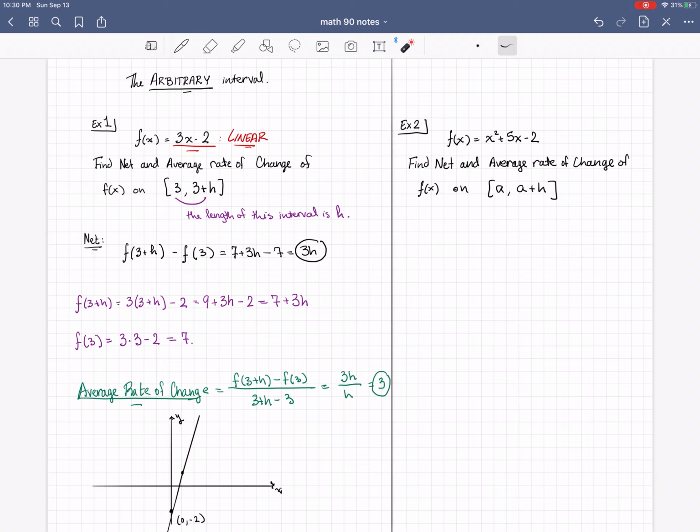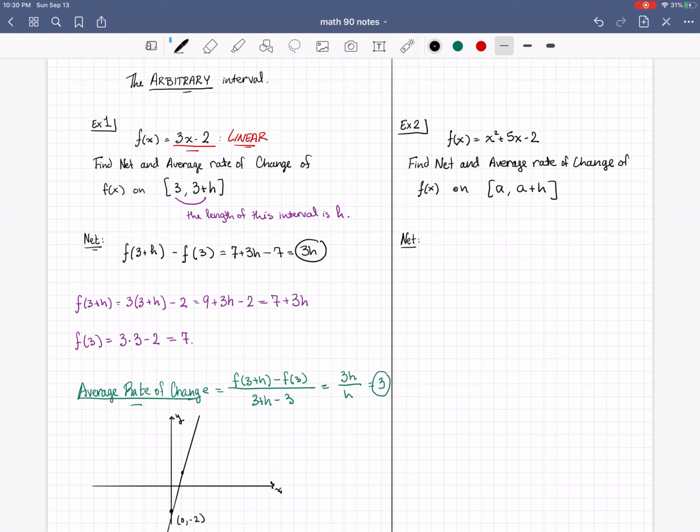To illustrate that, we have our second example, which is not a linear function. It's a quadratic function, f of x equals x squared plus 5x minus 2. We're also going to look at the net and the average rate of change. So let's look at the net.